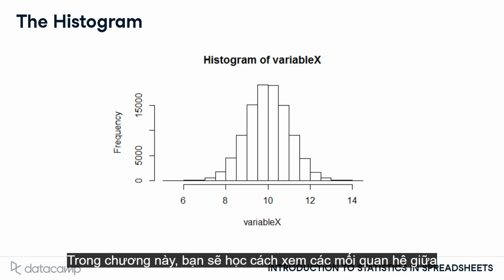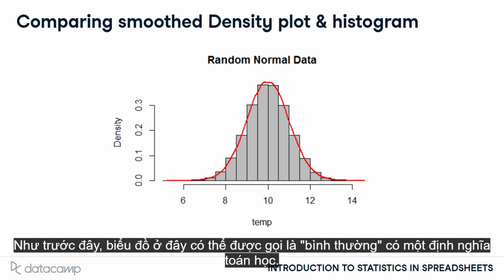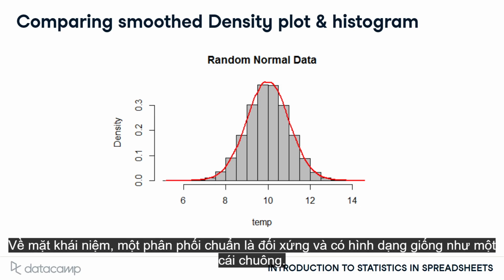In this chapter, you will learn to see the relationships between the histogram visual and the summary stats you learned about before. Overlaying the smoother curve with the rectangular bars of a histogram, you can easily see it represents the same information. As before, the histogram here can be called normal, which has a mathematical definition. Conceptually, a normal distribution is symmetrical and shaped like a bell.